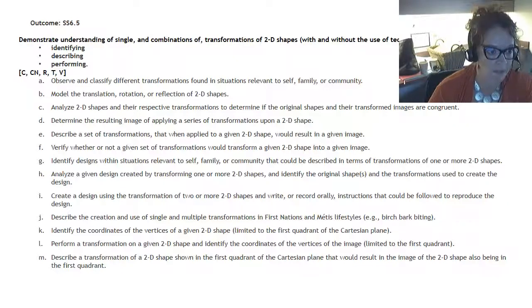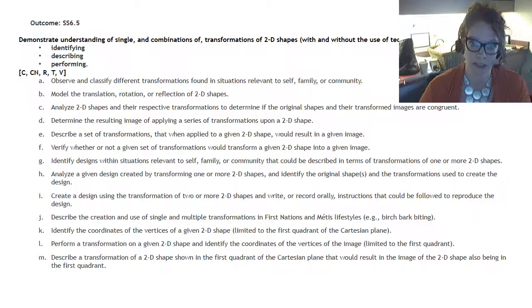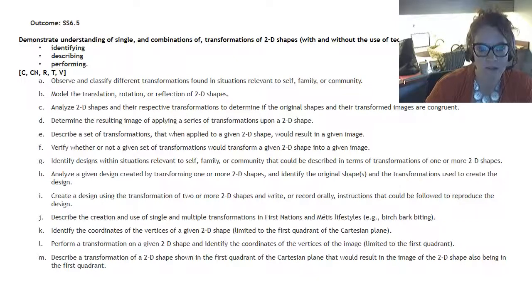Observe and classify different transformations found in situations relevant to self, family, or community. They always have that one that's relevant to self, right? So if you're moving furniture, you might decide you want to rotate your dresser 90 degrees clockwise. That would put it on the other wall in your bedroom. So there's lots of places where it's relevant to self. A lot of artwork has to do with transformations.